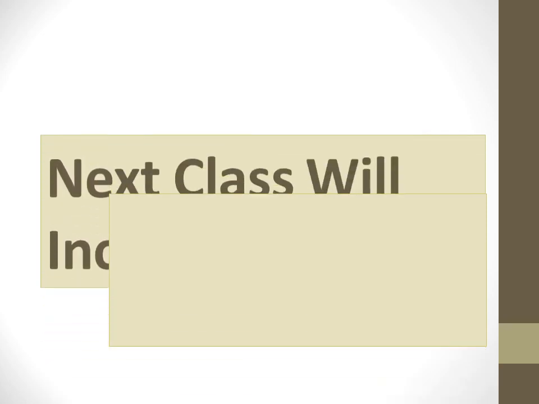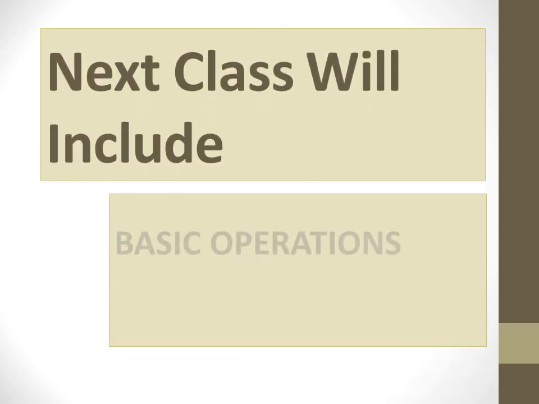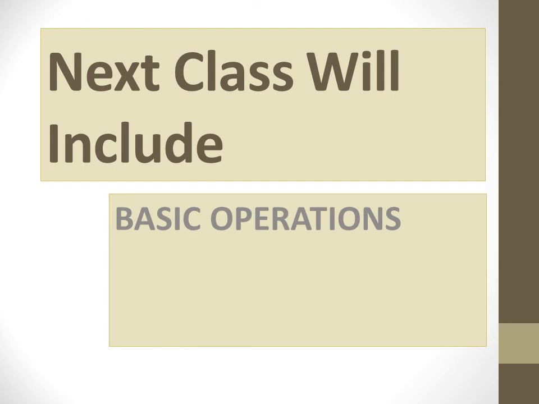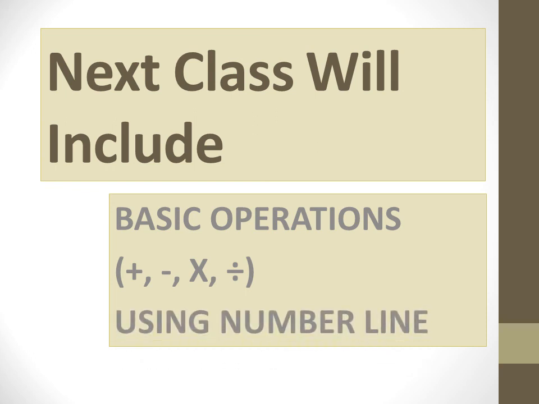So this brings us to the ending of today's class. Our next class will include the basic operations. Now what are the basic operations? The addition, subtraction, multiplication and division, these are called the basic operations. So our next class will include the basic operations using a number line. So in our next class we are going to draw a number line and do the plus, minus, multiply and divide on the number line.